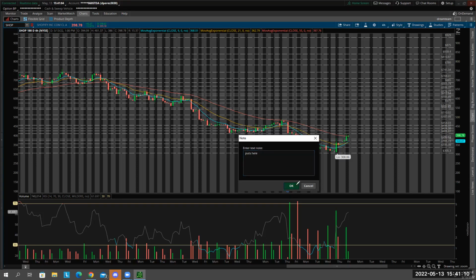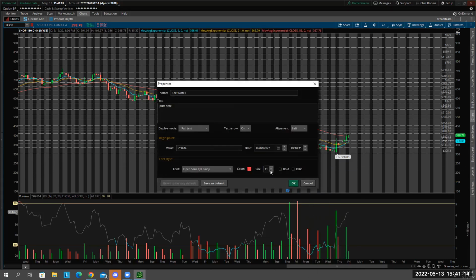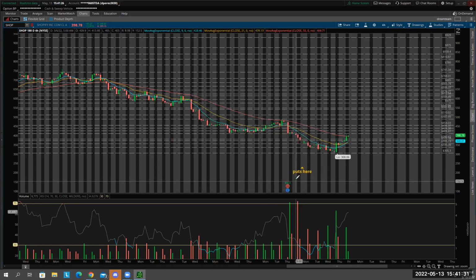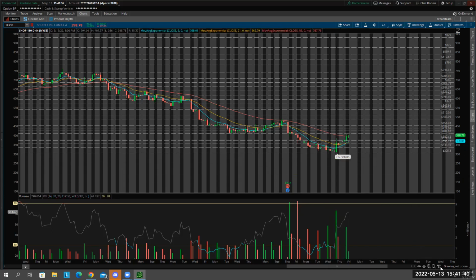And you can customize it. Boom. You can edit the properties of this. Sometimes I like to change the size and make it bold. You can change the alignment of it and the text arrow. So sometimes I like to do it like this. You change the font even. When I do this, I'll place it under a level, right here, puts here. You can do that for yourself as well. If you want to keep notes of certain things on the chart, you can do that.